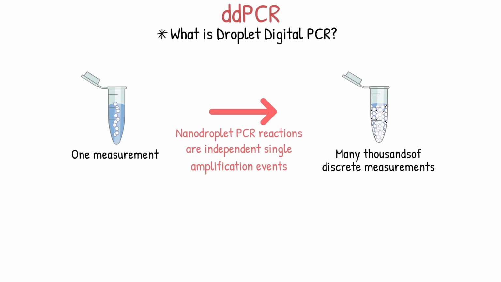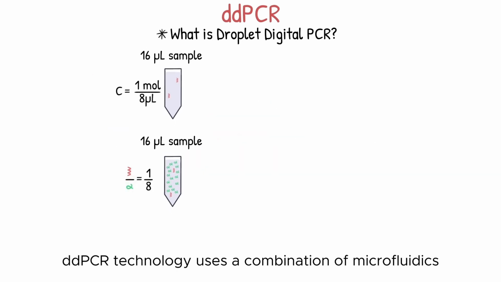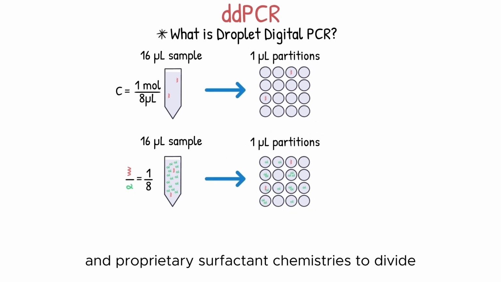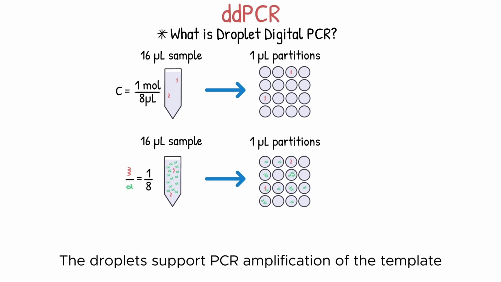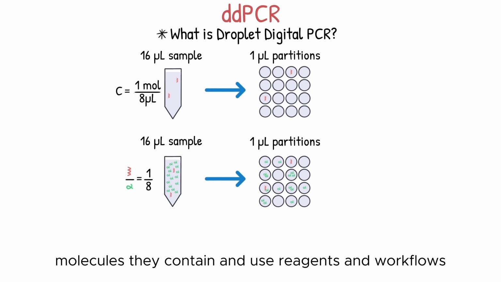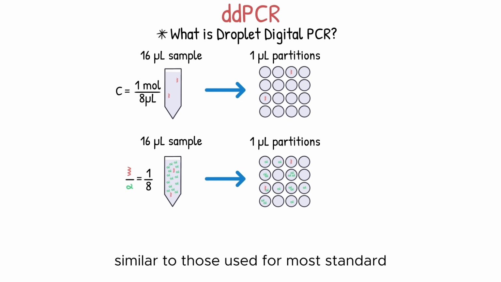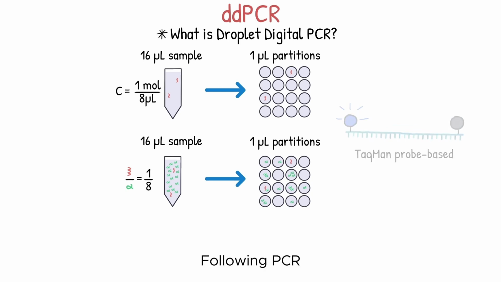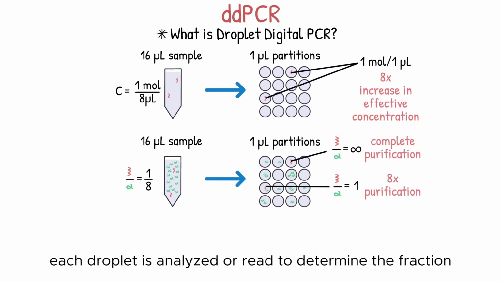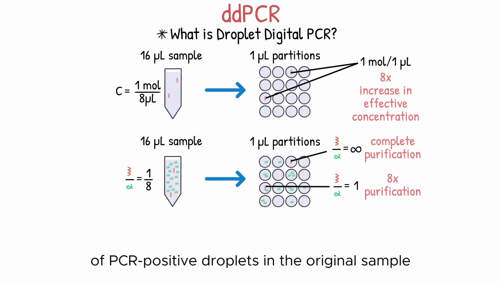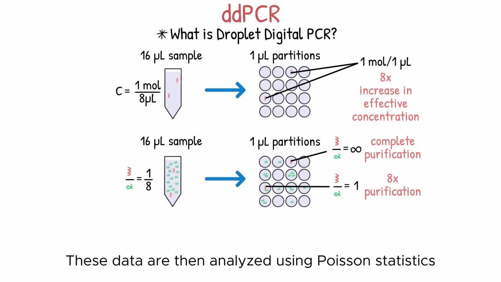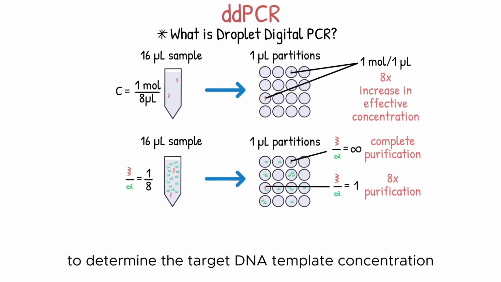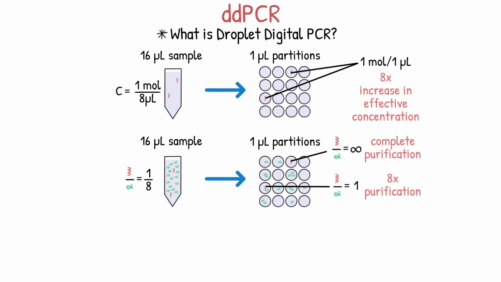preserving precious samples. ddPCR technology uses a combination of microfluidics and proprietary surfactant chemistries to divide PCR samples into water-in-oil droplets. The droplets support PCR amplification of the template molecules. They contain and use reagents and workflows similar to those used for the standard TaqMan probe-based assays. Following PCR, each droplet is analyzed or read to determine the fraction of PCR-positive droplets in the original sample. The data is then analyzed using Poisson statistics to determine the target DNA template concentration in the original sample.